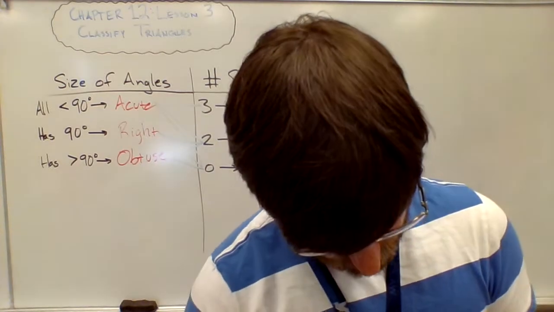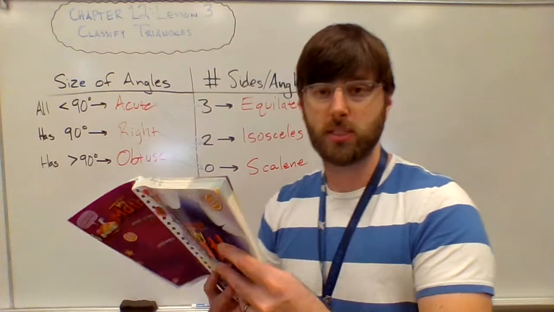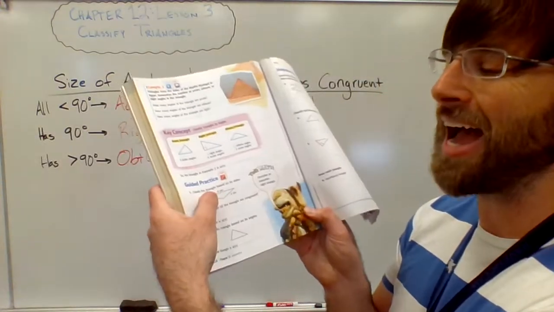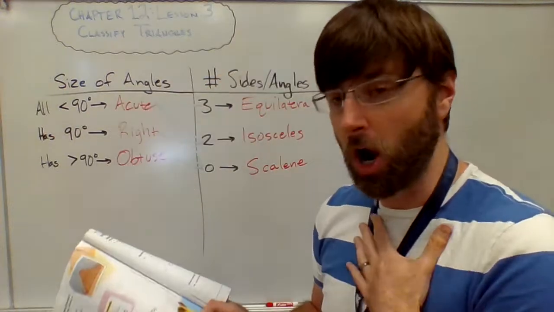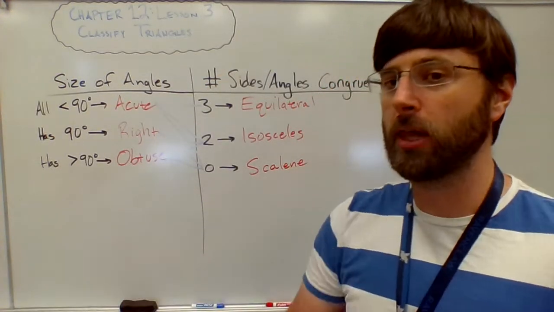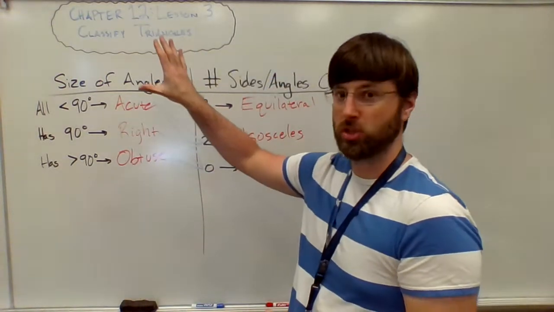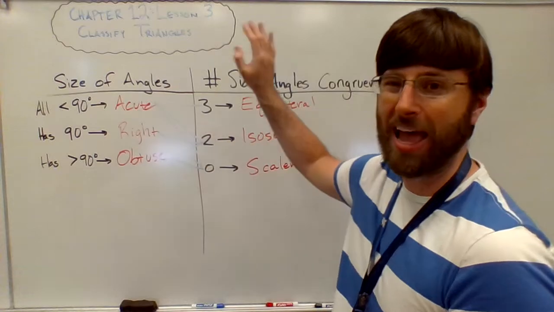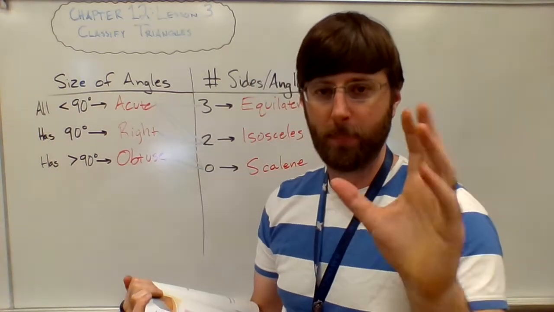Acute isosceles triangle. I want you to pause the video in a moment and classify these 2 triangles using our system, not using theirs. Don't follow their directions. I want full classification on 1 and 2, giving me the special word for its angles and its number of congruent sides and angles, okay? Pause the video now.